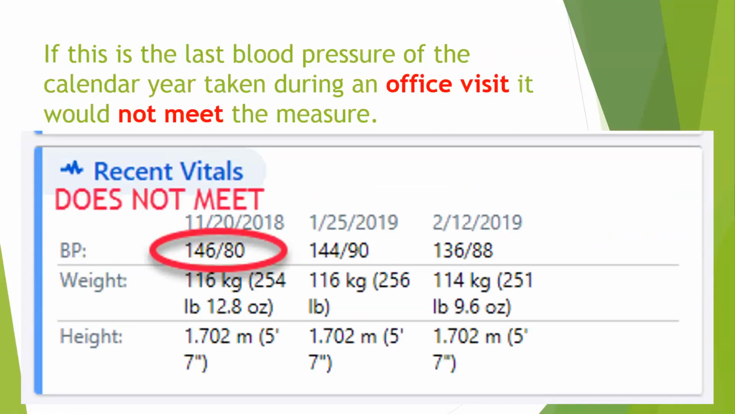If the patient's last blood pressure of the visit was taken during an office visit and it was greater than 140/90, it does not meet the measure. And you can see here we had a patient who had a visit on November 20th. That was their last recorded visit in the year 2018, and their blood pressure was 146/80. So this does not meet the metric.